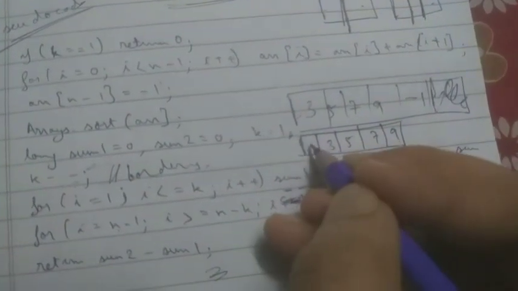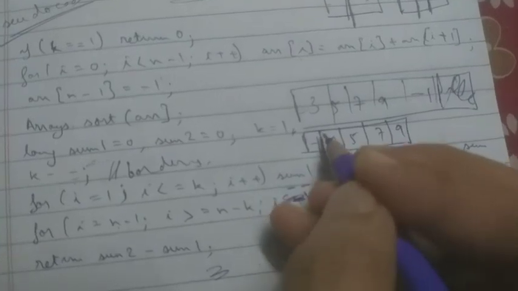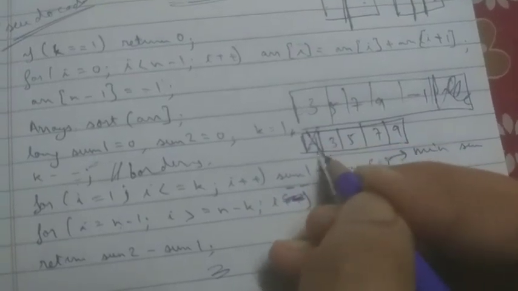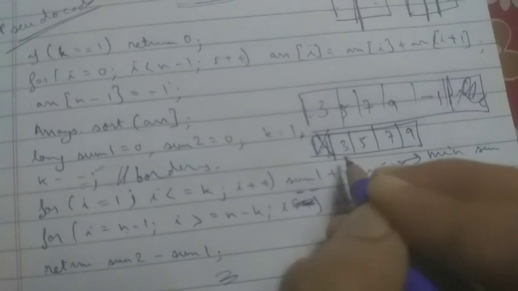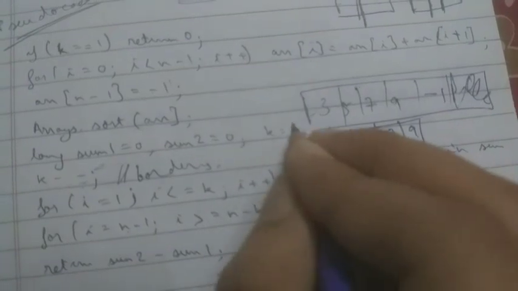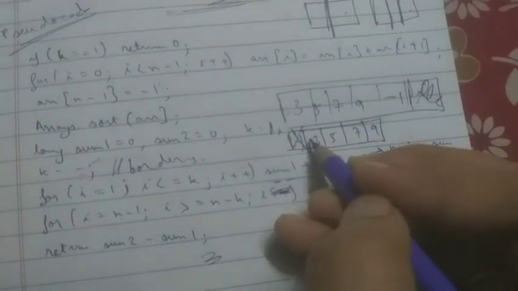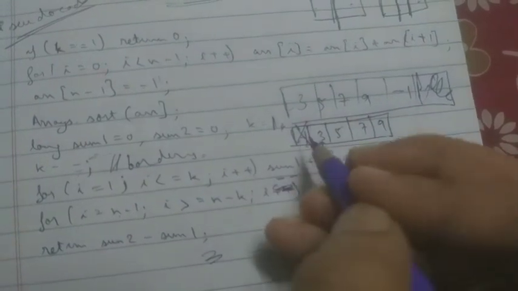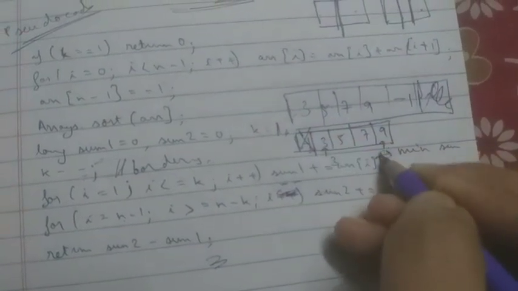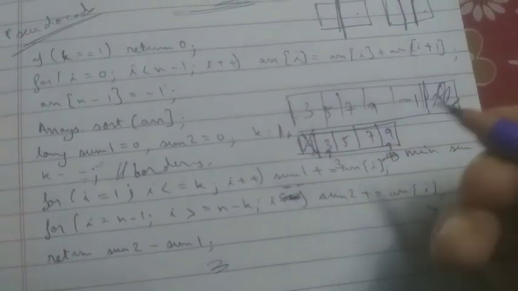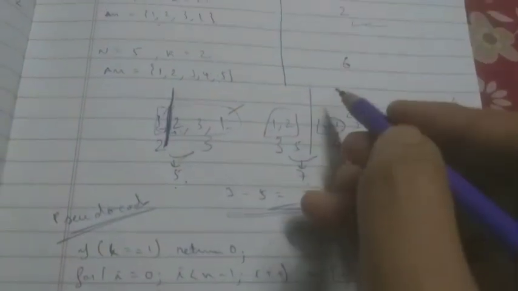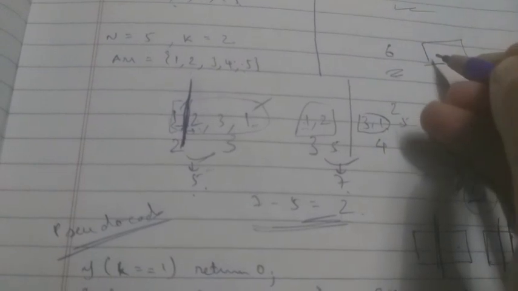Now check this out. We are not considering this case, that is minus 1, so we are starting from here. What is the sum of one element from here? That is 3. And what is the sum of one element from the end? That is 9. So 9 minus 3 is 6. So what are we returning? 6.